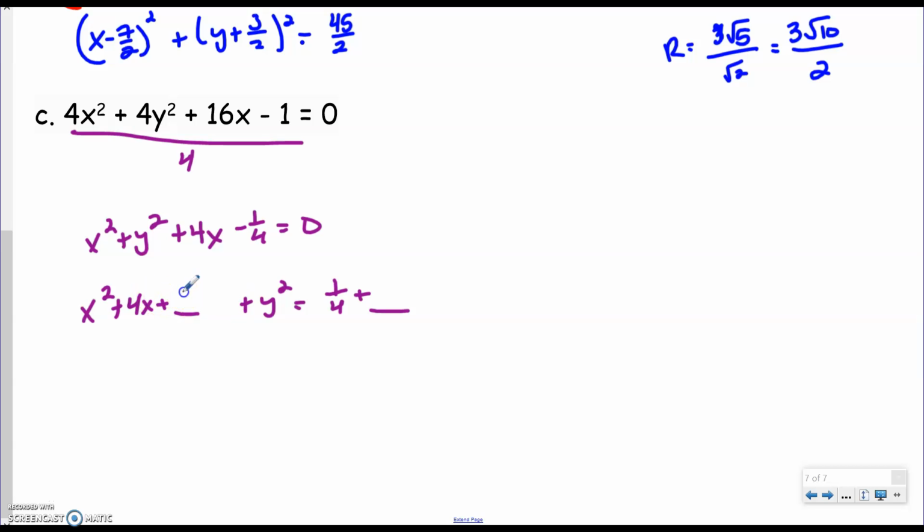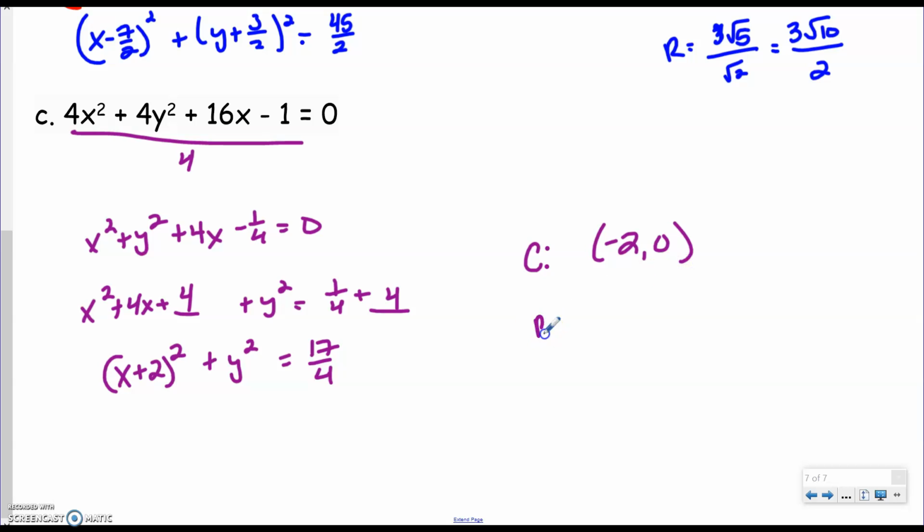Half of 4 squared is 4, so I'm going to add 4 to both sides. And I'm going to go ahead and factor this, so I get x plus 2 quantity squared. My y squared is on its own because there wasn't another term there. And then when I add those together, I get 17/4. So I can find that my center is at -2, 0, and my radius is the square root of 17/4, which simplifies to the square root of 17/2.